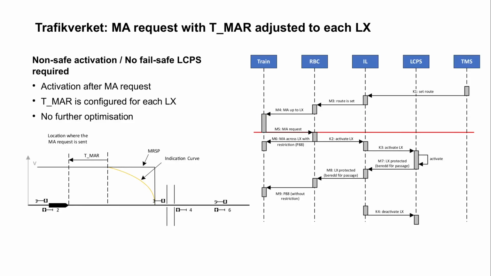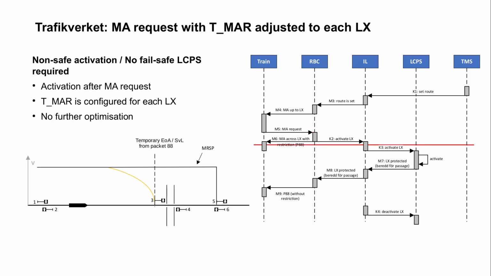When the train reaches the location where the MA request is sent, the train sends an MA request to the RBC. When the RBC receives the MA request, the RBC sends an MA across the level crossing with a restriction from packet 88 to the train, and at the same time it commands the LCPS to activate. The command is sent to the interlocking, and the interlocking forwards it to the LCPS.